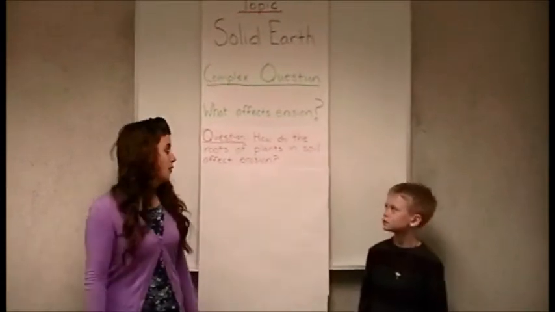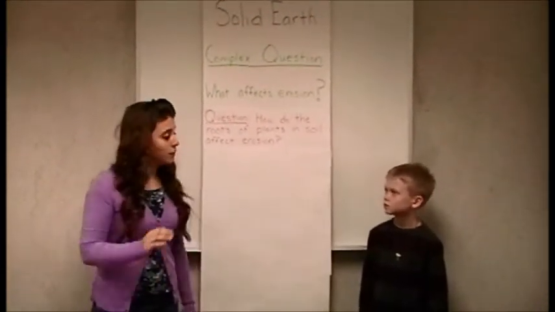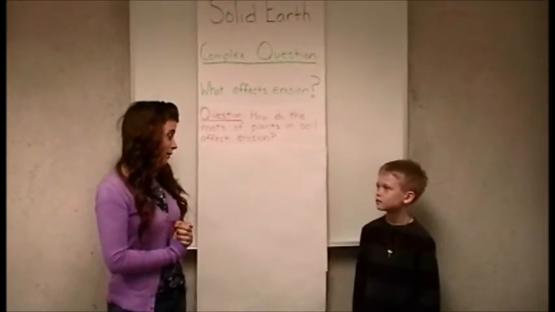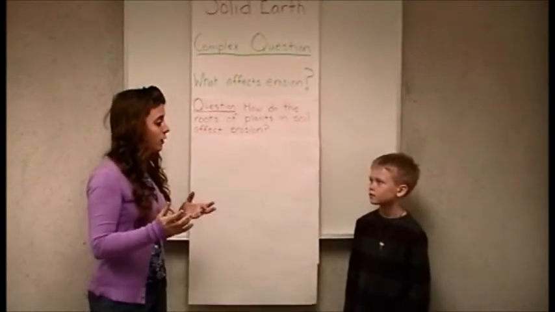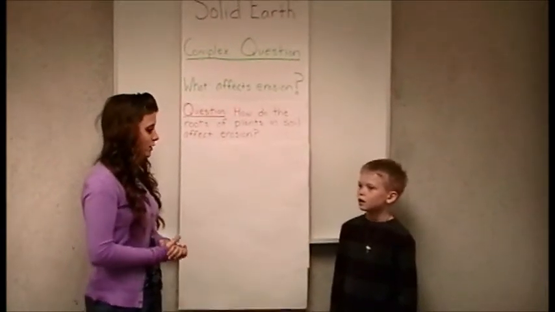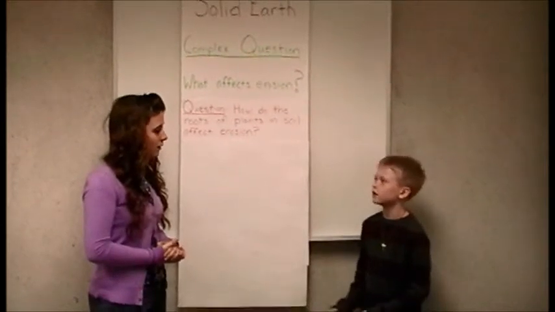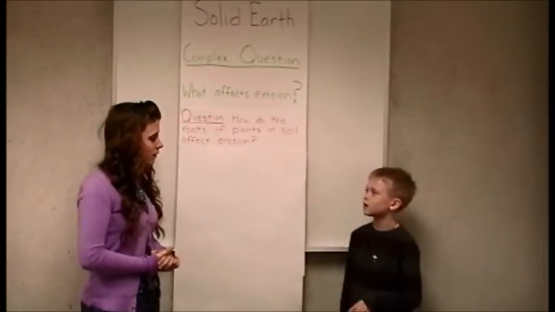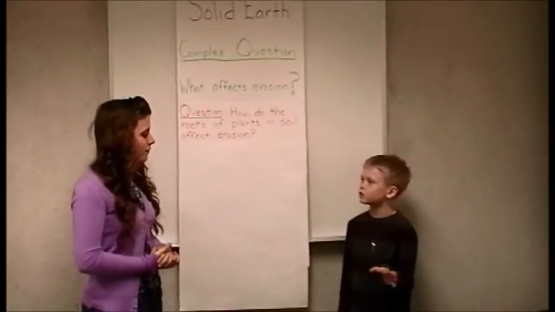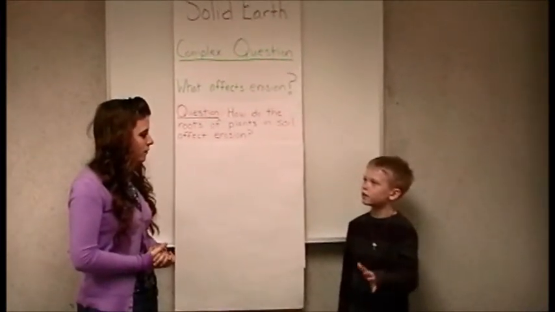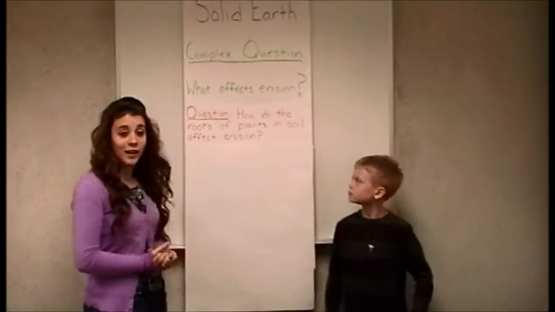Our second testable question is, how do the roots of plants in soil affect erosion? So what do you think will happen if there's soil with no plants and soil with plants? What do you think the difference will be? I think if there's no plants at all, then the erosion will be easier to go. Okay. And if there's plants and a bunch of rocks everywhere, then it would be harder to go because they're all making it not go. Okay, let's find out if that's correct.